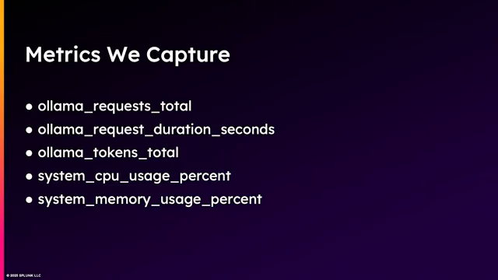Here are some of the metrics which we are capturing. The Ollama request total is the number of requests which we are making to the LLM. The Ollama request duration seconds is the time taken to generate the response. The Ollama tokens total is the number of tokens we are using in a single request. And system parameters like CPU usage and memory usage.